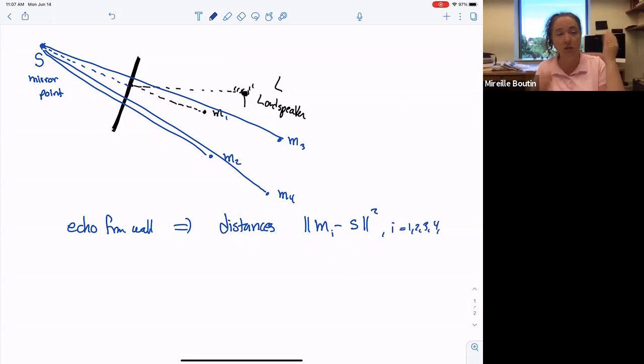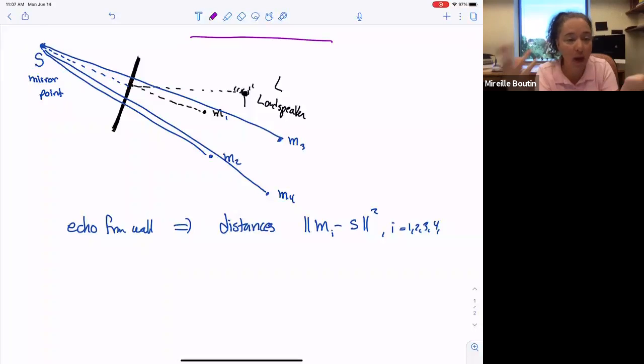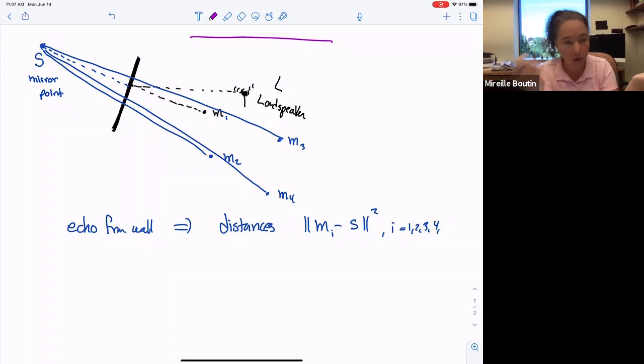So we have 4 distances for each wall because we have 4 microphones. So what happens when there are several walls in the room? If I add a wall, say here, then I'm going to hear more echoes from my microphone. So then each microphone is going to hear 2 echoes, one from wall 1 and one from wall 2. If I add a third wall, one microphone will hear 3 echoes, one from wall 1, wall 2, and wall 3.